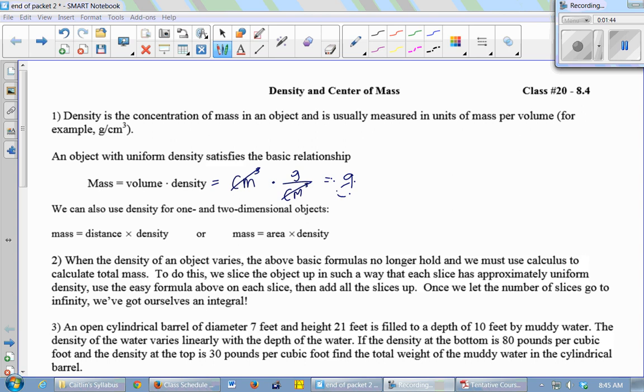All right, and you can also use density for 1- and 2-dimensional objects. For a 1-dimensional object, we would measure mass by distance times density. Instead of volume, use distance. Or for a 2-dimensional object, instead of volume, use area. Area times density.